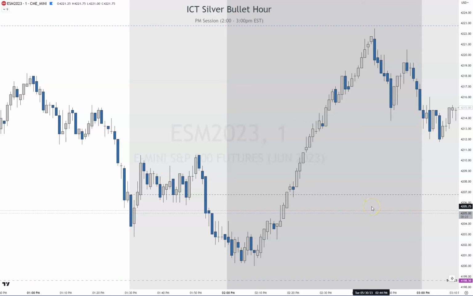Hey everybody, just want to go over the 2 to 3 p.m. PM Silver Bullet hour from ICT. I want to show you some trade setups.